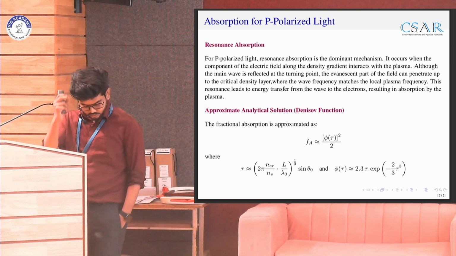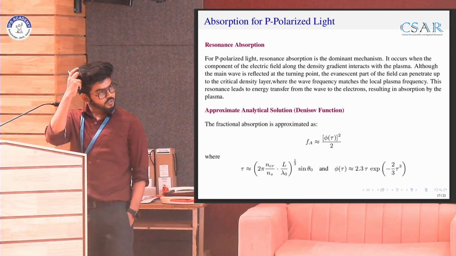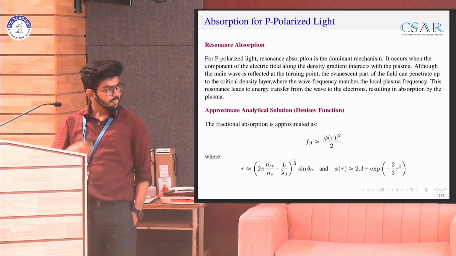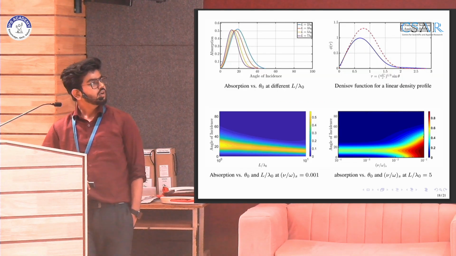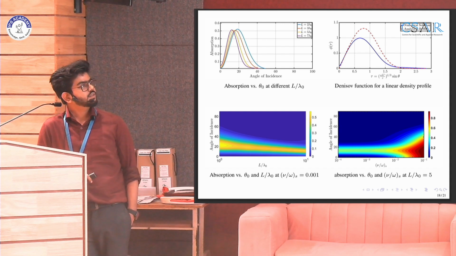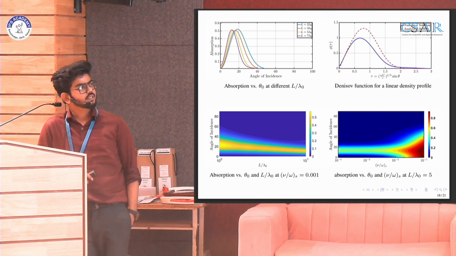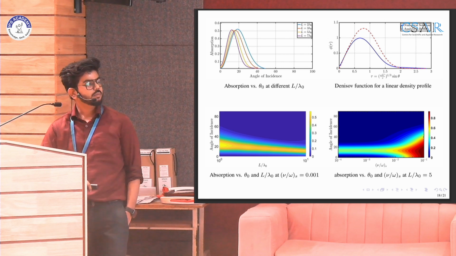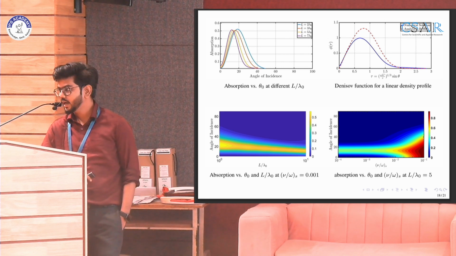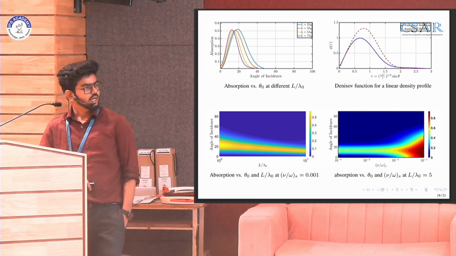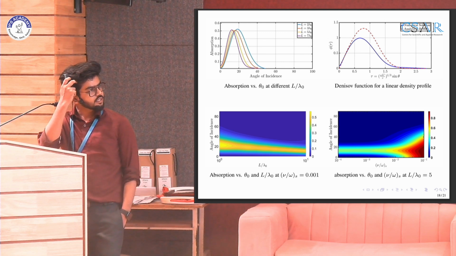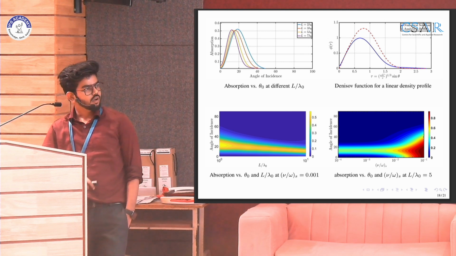This is the famous fractional absorption formula, which is the Denisov function. Here is the absorption versus angle of incidence, where we see that when we increase the angle of incidence, first the absorption increases up to a particular angle, called the optimum angle theta, and then decreases. And the second graph is the Denisov function, where theoretical and numerical results match, with absorption maximum at approximately 0.8. And this is the variation with angle of incidence at different collision frequency, absorption or scale length.